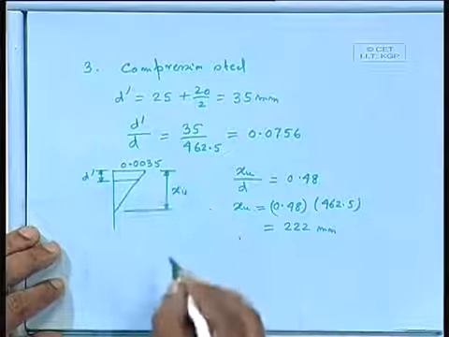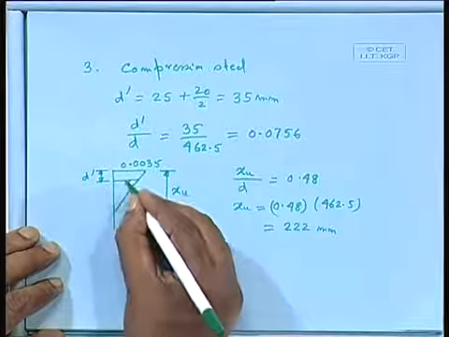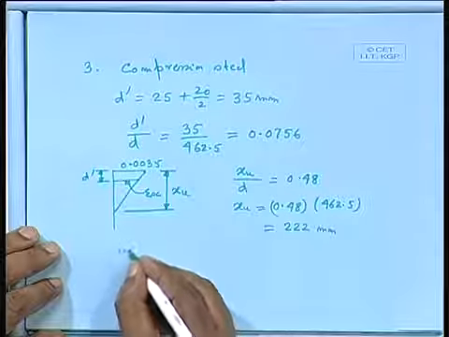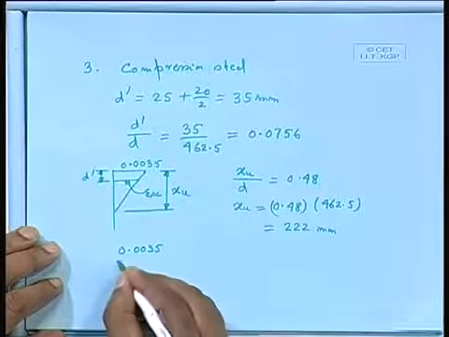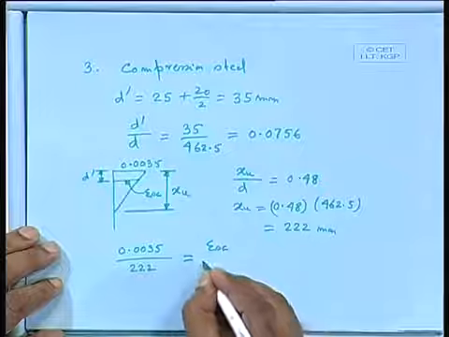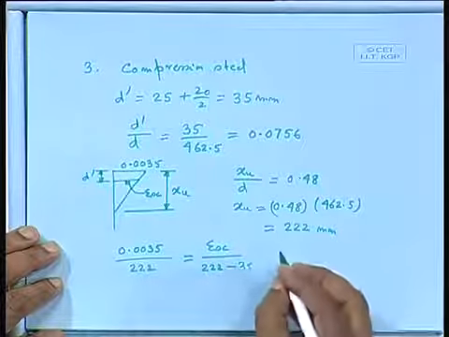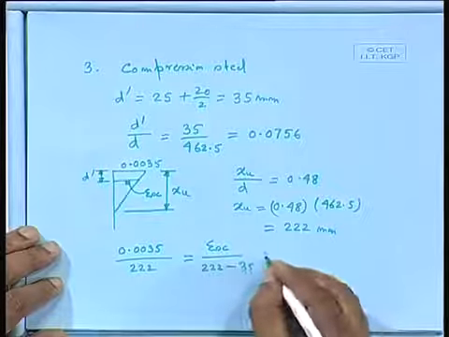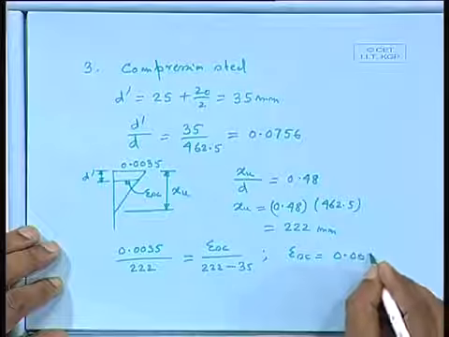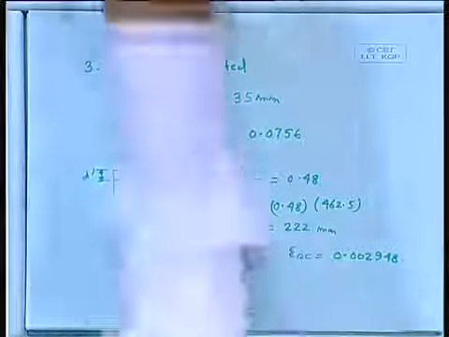What about epsilon sc then? Epsilon sc will be, this is epsilon sc. 0.0035 divided by 222 equal to epsilon sc divided by 222 minus 35, xu minus d dash. We can write down epsilon sc equal to 0.002948.